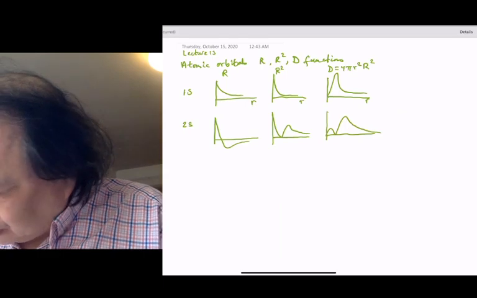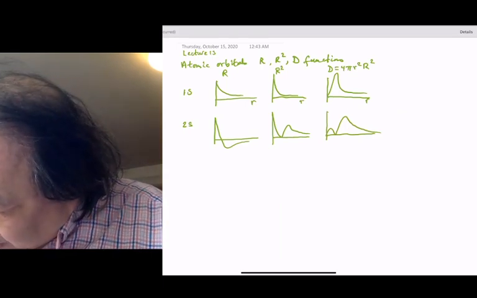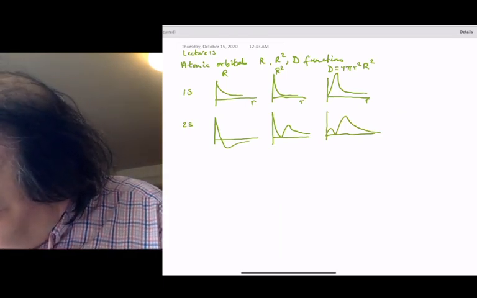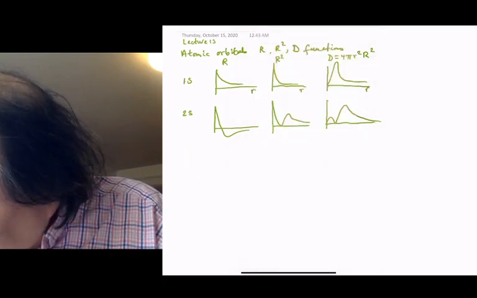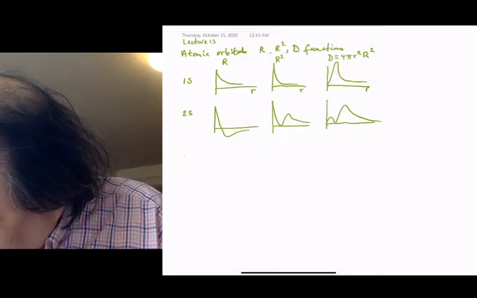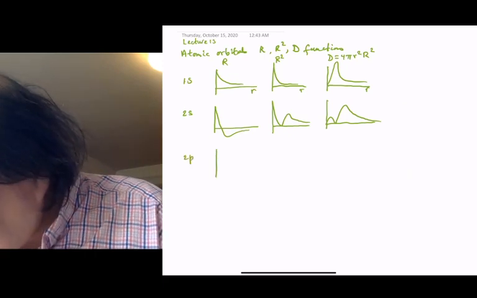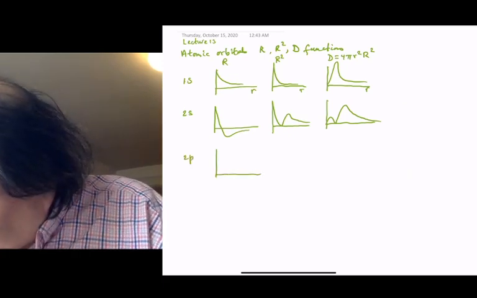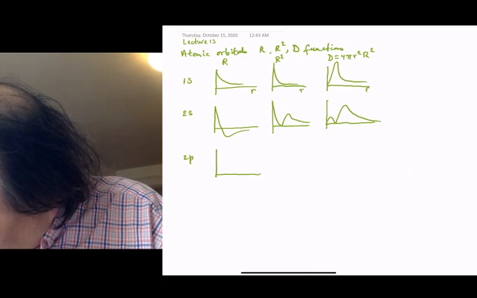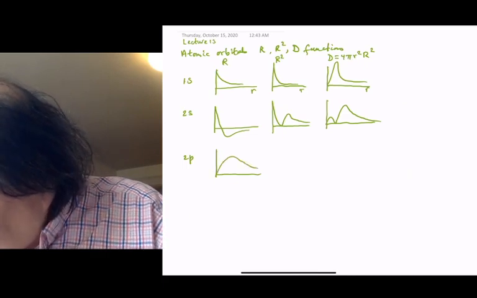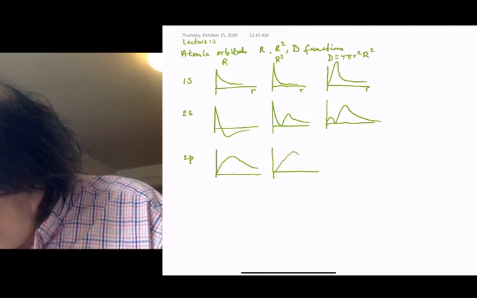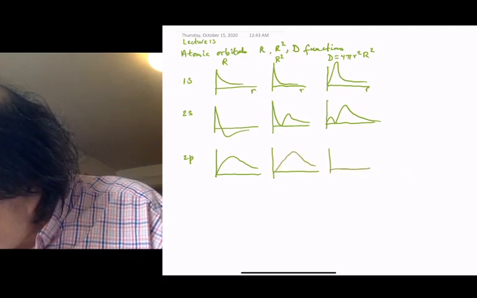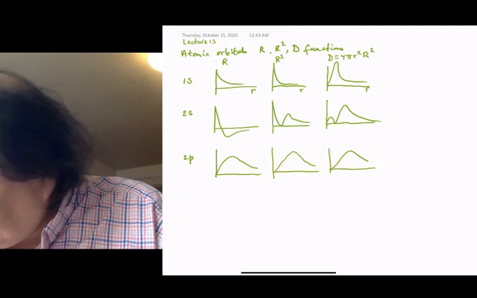So that's the 2s. 2p starts at 0 or not 0? 2p has a node going through it. It has no nodes, so here's the R. The R squared looks pretty similar. And the D looks like this. Okay.